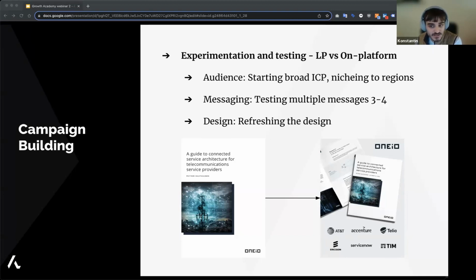Something I would like to mention here is that when we started this campaign, initially, for the first 2 weeks, the engagement was extremely low. No one was downloading it. I had it on pause, actually.